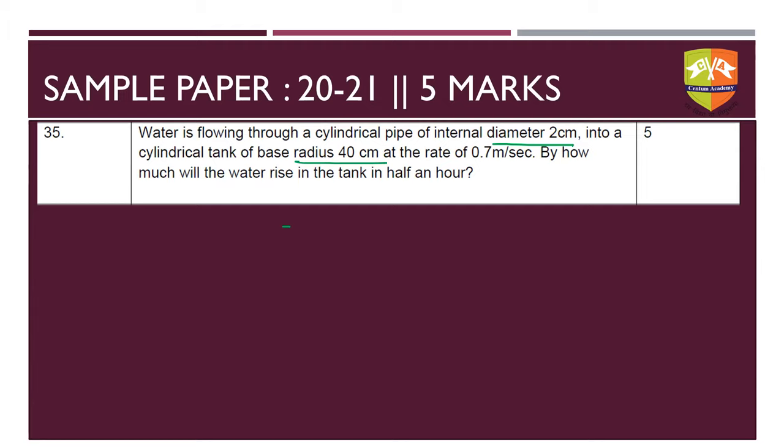Water flows into a cylindrical tank of base radius 40 centimeter at the rate of 0.7 meter per second. So this is the velocity which is given. By how much will the water rise in the tank in half an hour? Draw an illustrative diagram. A diagram would be something like this. This is my pipe, and water is coming to this cylindrical structure. This is flowing at the rate of V equal to 0.7 meter per second, that is equal to 70 centimeter per second. It will be important to convert it.